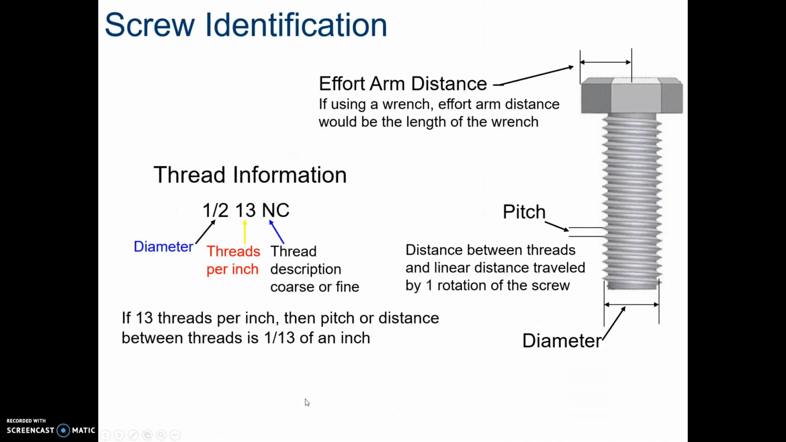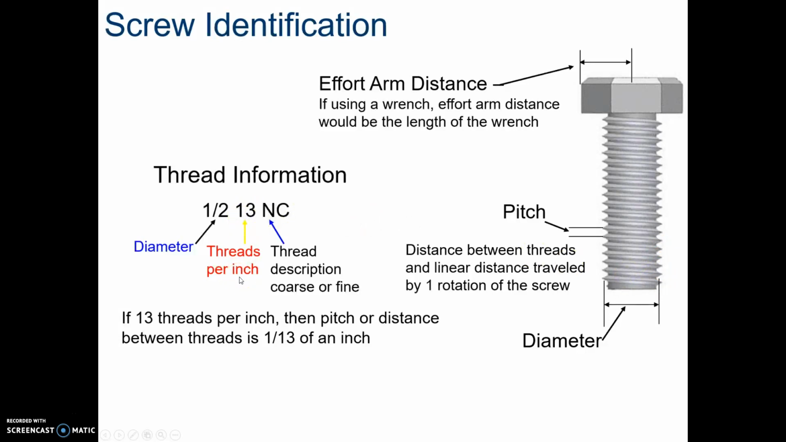So how do we read threads? Here's basic thread information. It says 1/2 13 NC. The first part, 1/2, is the diameter. That is the very outside to outside diameter of the threads, as we see in the example right here. So this would be a 1/2 inch. The 13 is the threads per inch. If you were to take a ruler, lay it down, and count how many threads are within that inch, the example has 13 threads per inch.